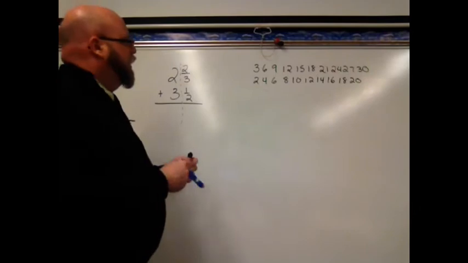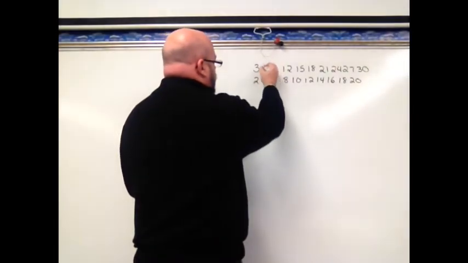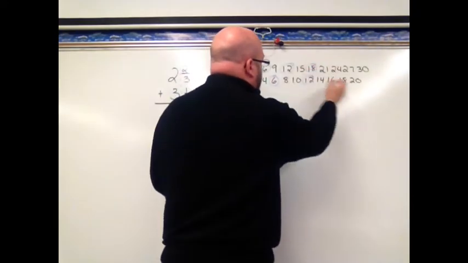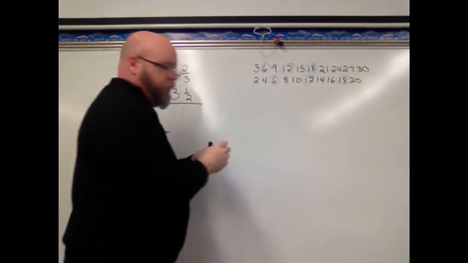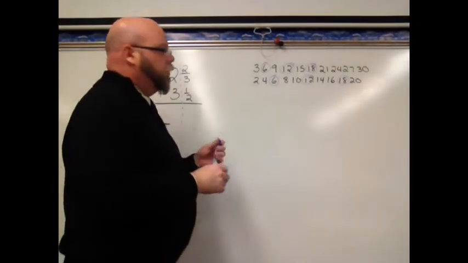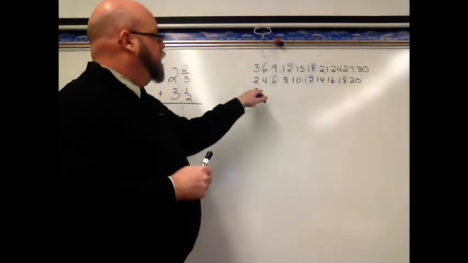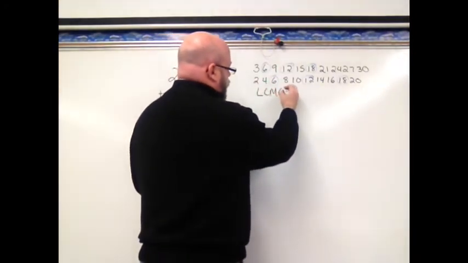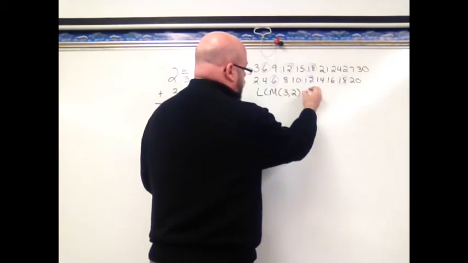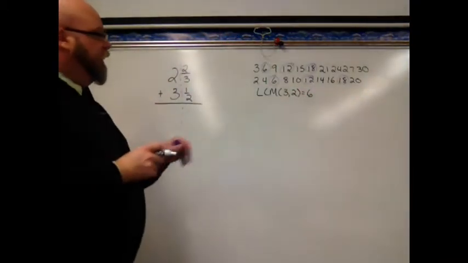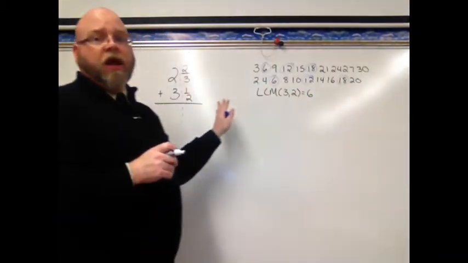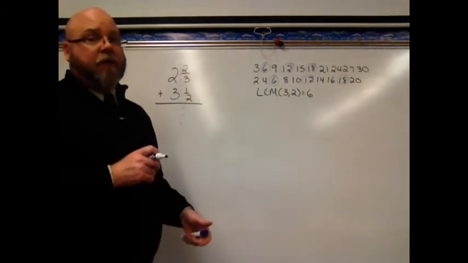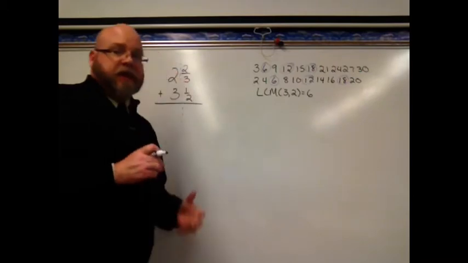What do 2 and 3 have in common? Well, we see 6, 12, 18 on this list. All right, so our least common multiple of 3 and 2 equals 6. So finding that least common multiple, we're going to make new denominators, rename 2/3 and rename 1/2, so they have a common denominator of 6.